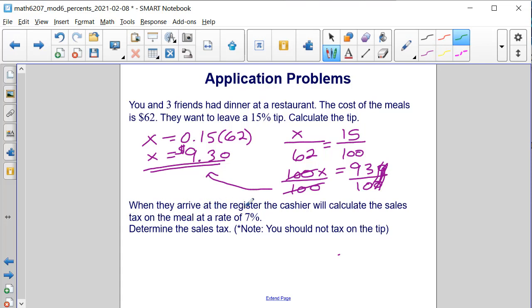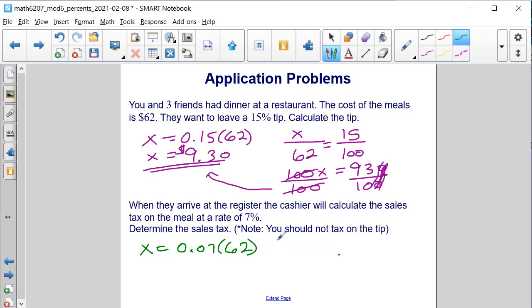All right, now let's look at the second part of this problem. When they arrive at the register, the cashier will calculate the sales tax on the meal at a rate of 7%. Determine what the sales tax is. Well, the sales tax is also a part of the total bill, so we can set it up as an equation as x is equal to 0.07 because we write the percentage as a decimal, and we're multiplying that by 62.